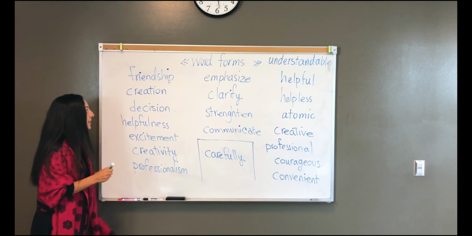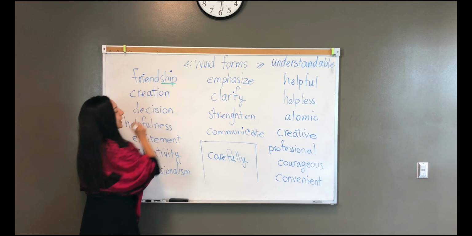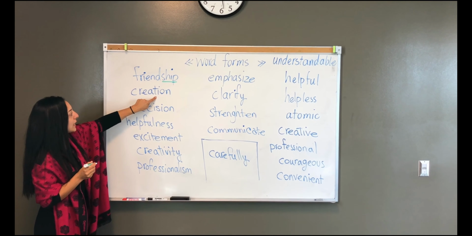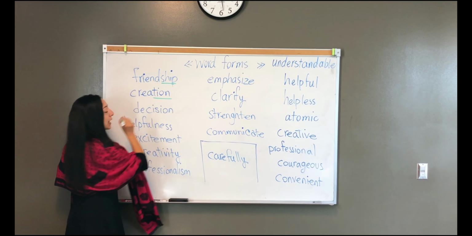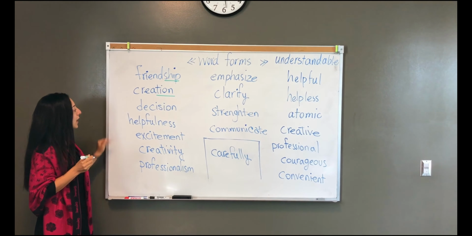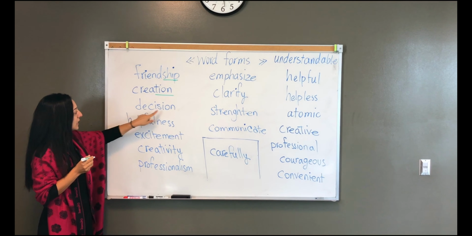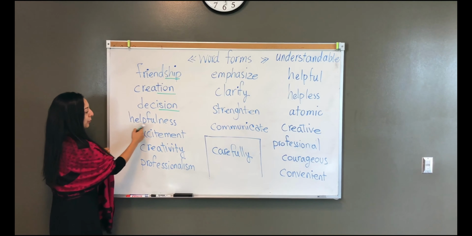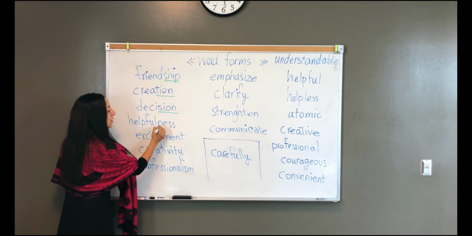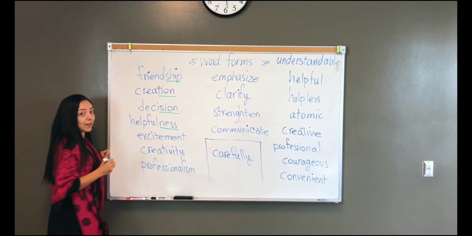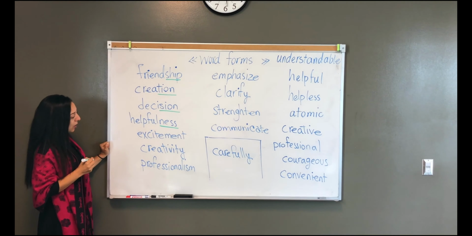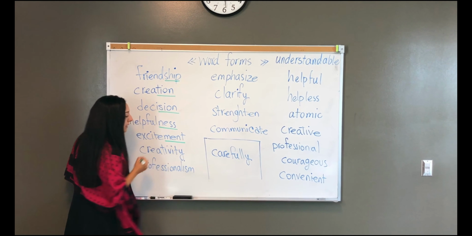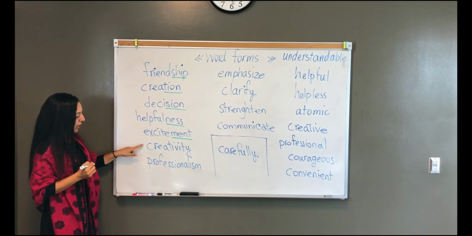S-H-I-P, ship, that's a suffix which is a noun maker. For this one, create, and then T-I-O-N is added, so creation, T-I-O-N, that is another noun maker. Decide, now decision, S-I-O-N, that is a noun maker. Helpful, N-E-S-S, so ness is added to the adjective and it makes it a noun. Excitement, so excite and then you see ment, that is another noun maker.